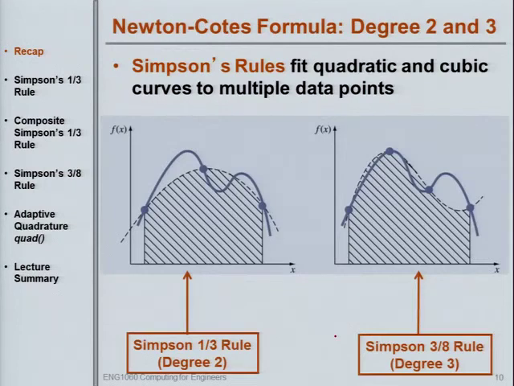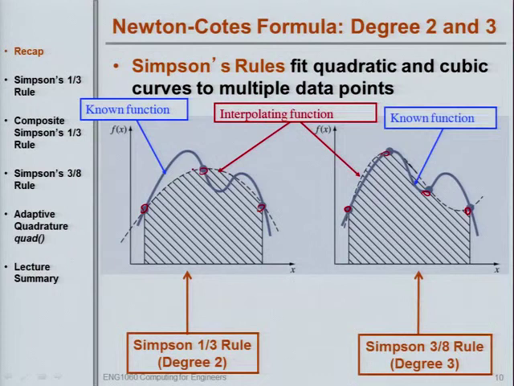So let's have a look at the same function now. There's just this one function here. It's the same on both sides. Simpson's 1/3 rule, we need 3 points. Simpson's 3/8 rule, we need 4 points. So what we're going to do, the blue curve here is the known function. In both cases, it's the same function. We're going to fit a parabola for Simpson's 1/3 rule, which goes through those points, and we're going to fit a cubic for Simpson's 3/8 rule to those data points, just those data points that we've got.